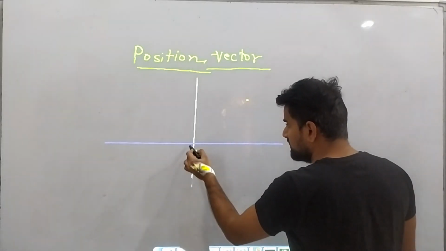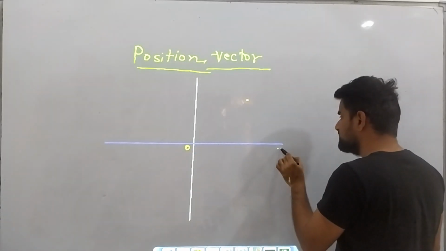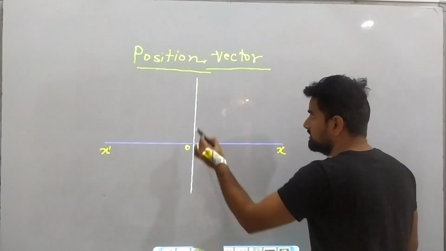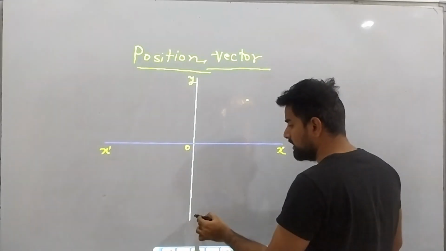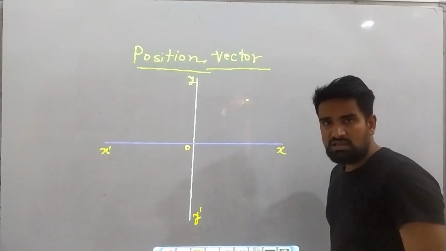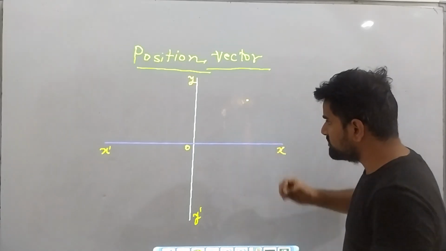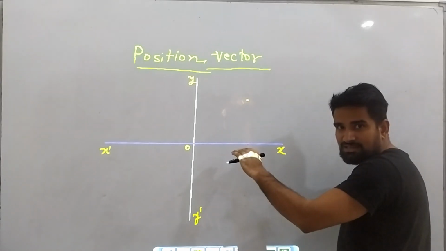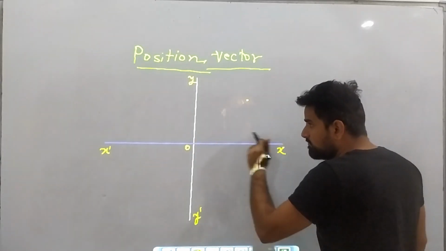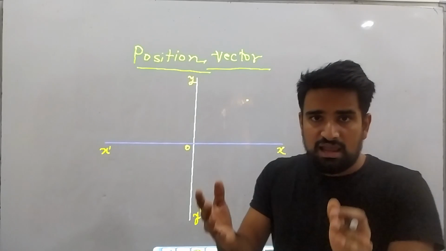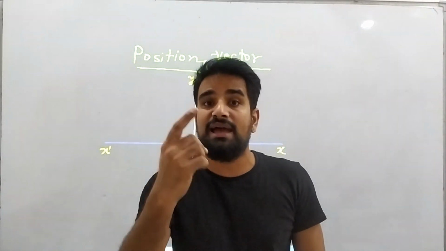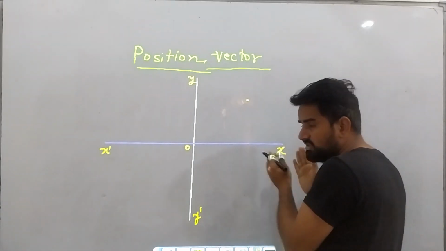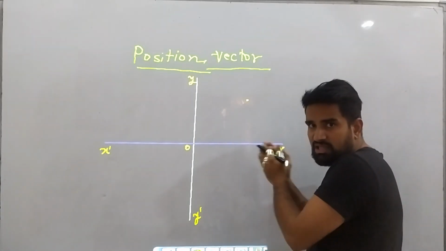Okay, so if I say that this is origin, this is x, this is x dash, this is y, and this is y dash. All right. Now, if I start from the origin and travel on the x-axis, as we discussed earlier, I will represent the direction of the movement by i cap. I'm moving on the positive x-axis, in the positive direction.